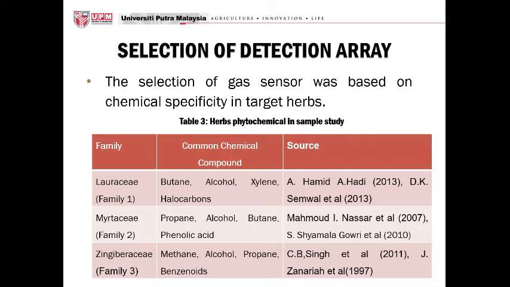To select the gas sensor, it is based on the chemical specificity in the sample herbs. Based on the review paper, we can list down the common chemical compounds for the three families. You can see from the table that alcohol is common to the three families of the sample herbs. For family one, the halocarbon gives the unique composition to differentiate family one from the other families. For family two, phenolic acid is the unique compound for this family. And for the last family, menthane and bisabolene are the unique composition for this family.